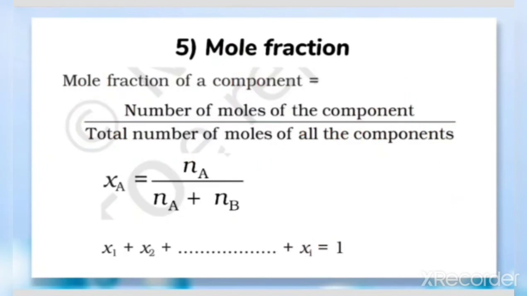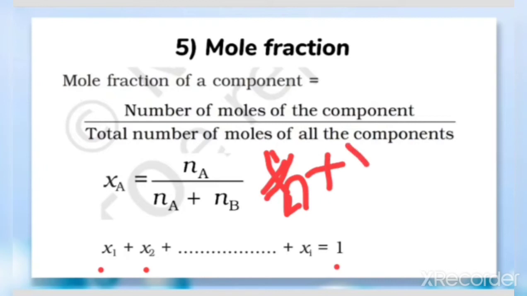When we make the sum of the mole fractions of all the components, it will be equal to 1. In the case of a binary solution with only two components A and B, when you add the mole fraction of A with the mole fraction of B, it will give 1.